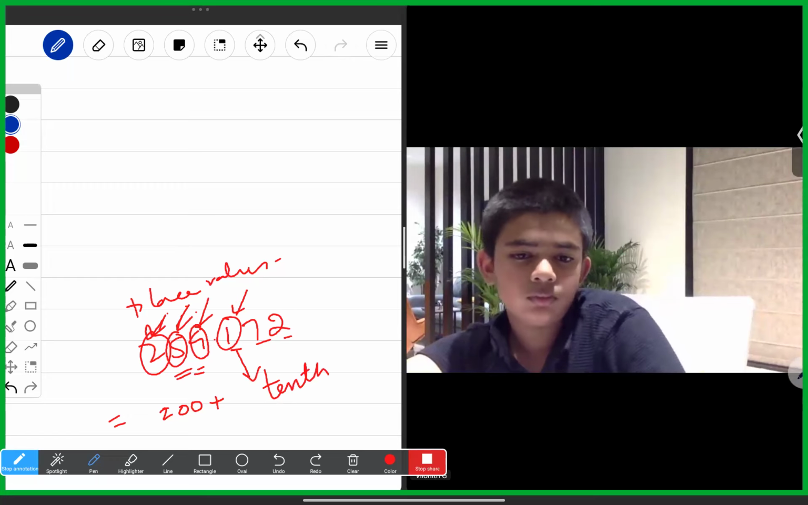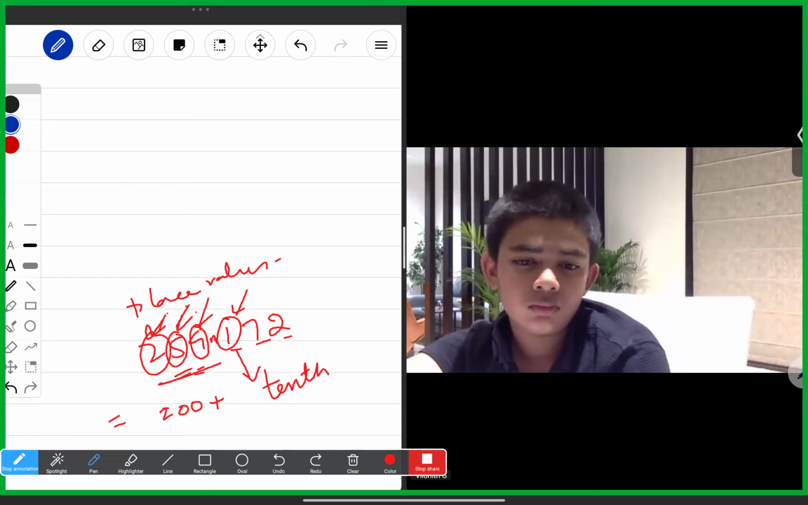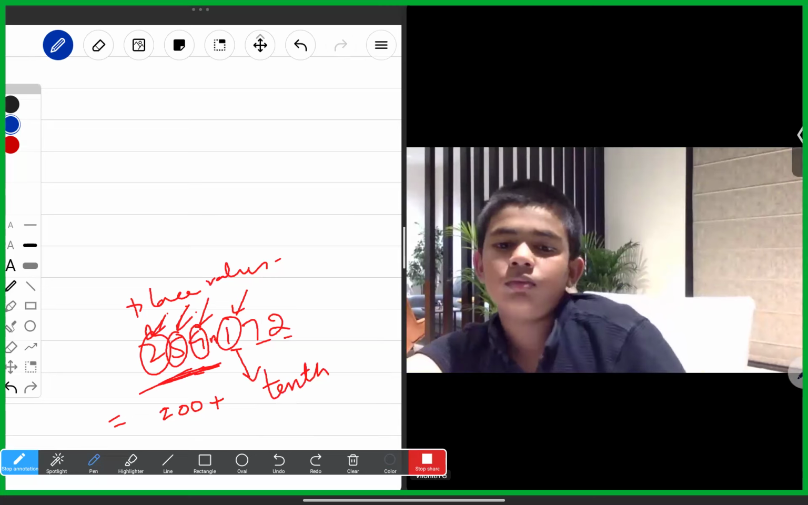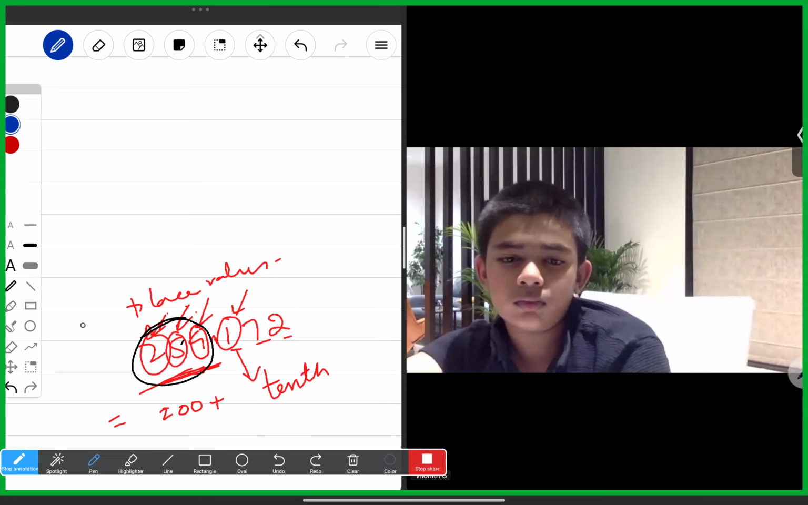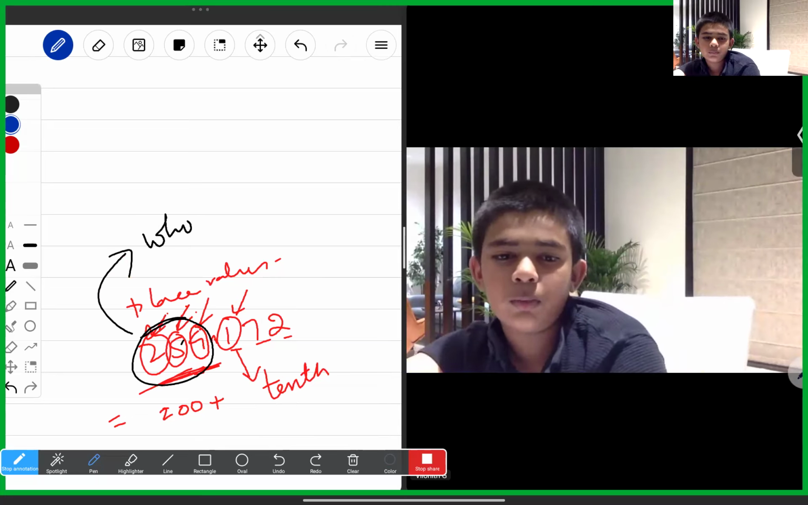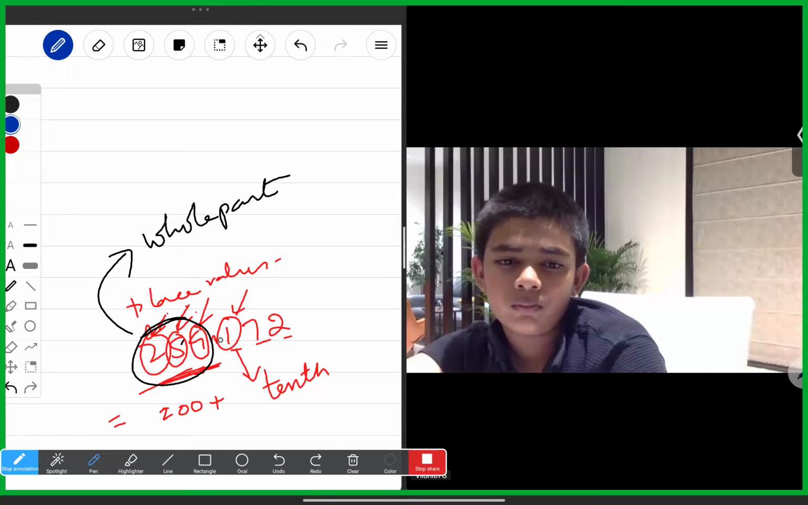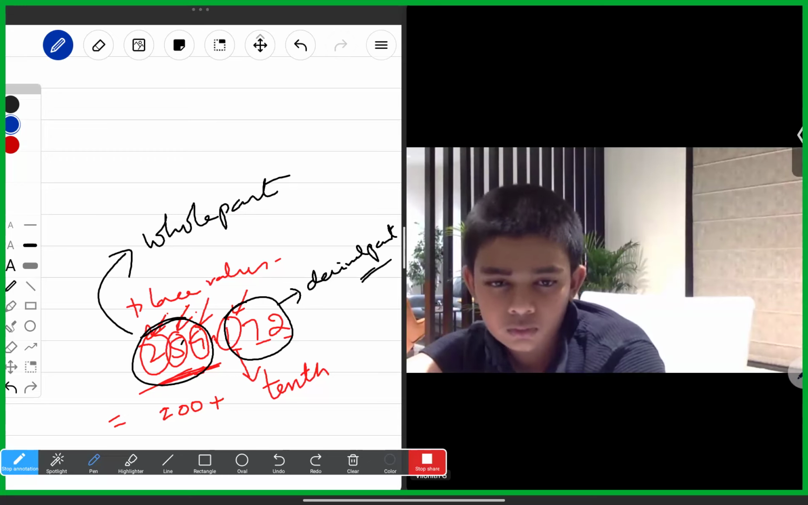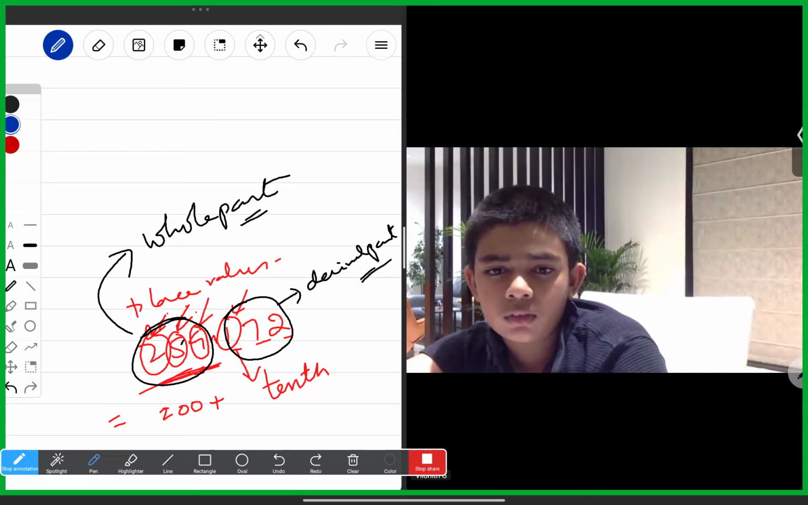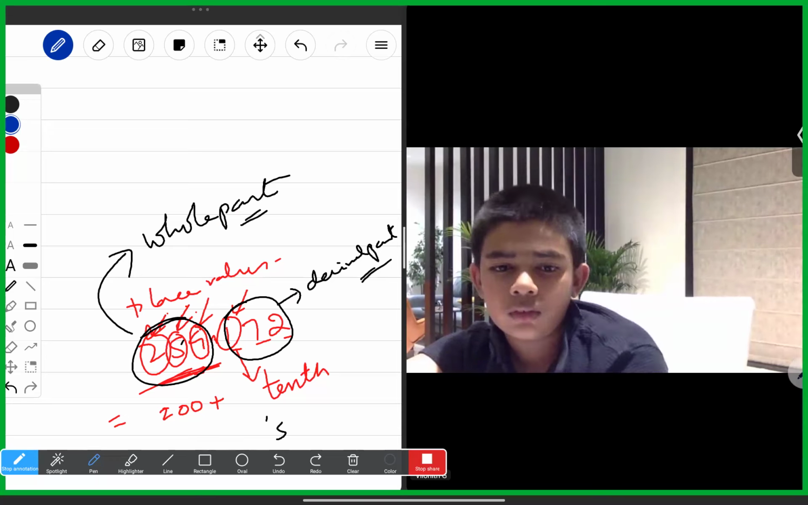Generally, whatever number is there before the decimal is called the whole part. This 259 is called the whole part, and whatever is after the decimal is the decimal part. So in the whole part, the place values end with the letter S, like ones, tens, hundreds, thousands.